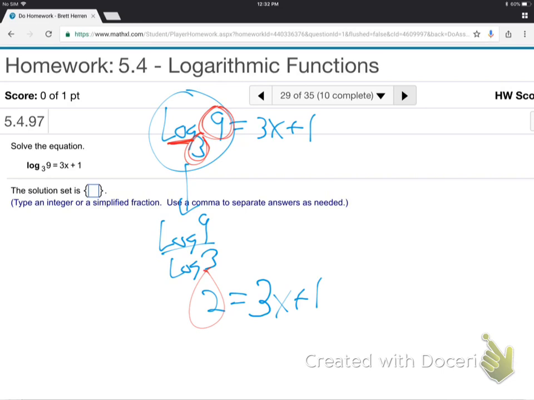Anyway, then just finish solving for x, right? Just subtract 1 from both sides, like that. We get 1 is 3x, divide by 3. Boom, 1/3. We good? Questions I can answer there? All is well? Is it wonderful?